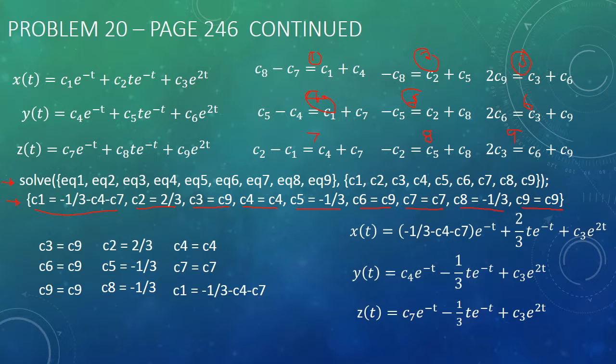So I only need 3 initial conditions. I need the initial value of the function x at t equals 0. I need the initial value of the function y at t equals 0. And I need the initial value of the function z at t equals 0. And I can predict what happens to this system into the future.